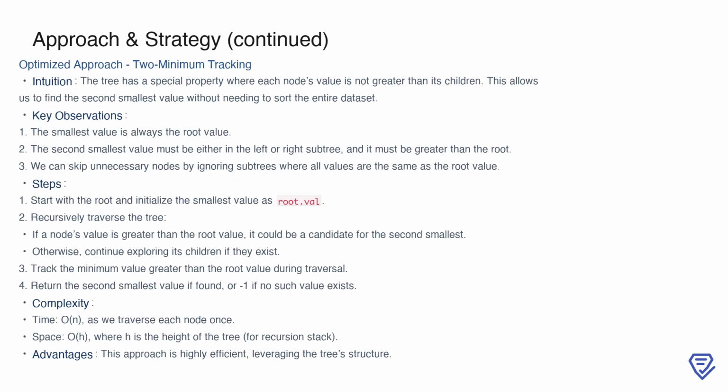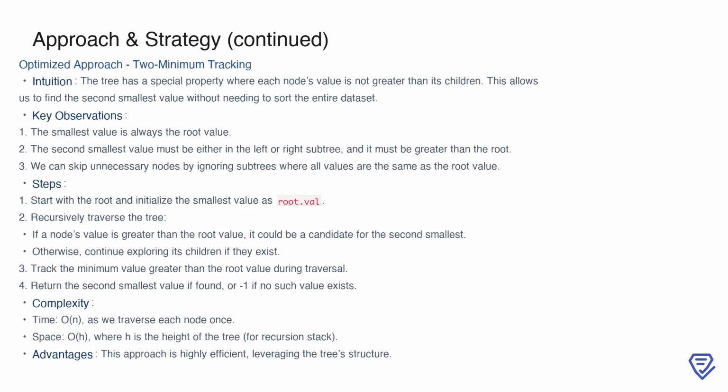With this in mind, we observe that the smallest value in the tree is always the root value, and the second smallest value, if it exists, must be located in one of the root subtrees and must be greater than the root value. By skipping subtrees where all values are the same as the root, we can eliminate unnecessary exploration.